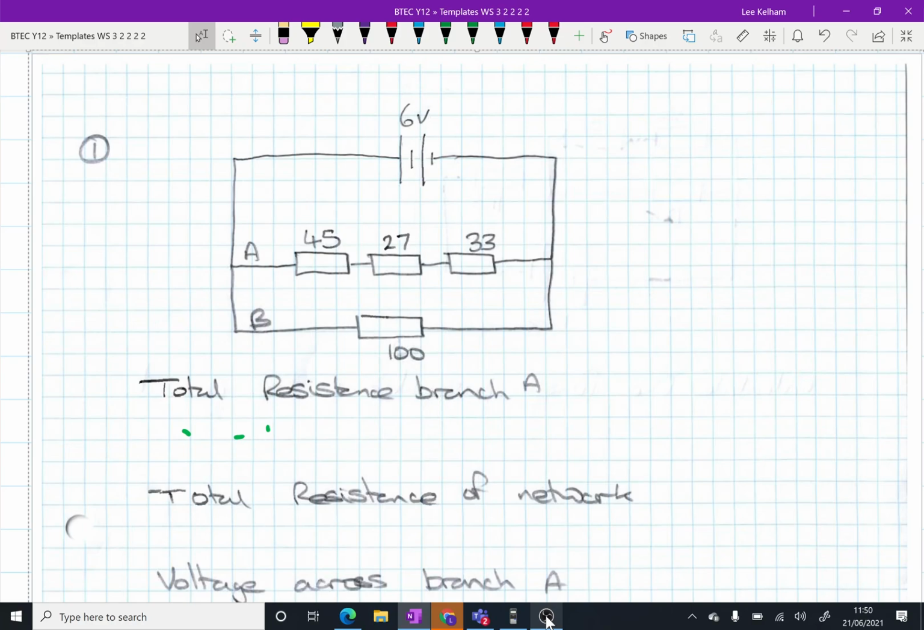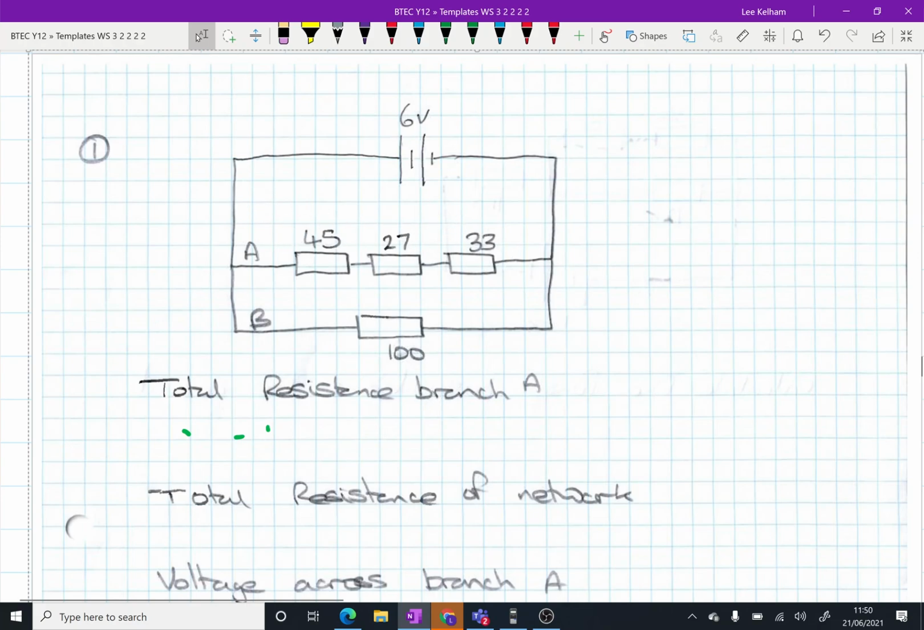Okay, in this video we're going to have a very quick canter through some of the basic electronics, just so you can make sure that you're happy with some of the voltage, current and resistance in series and parallel circuits. So with all of this, I'd make sure that you've got your formula sheet available and you use it. So first of all, we're looking at branch A.